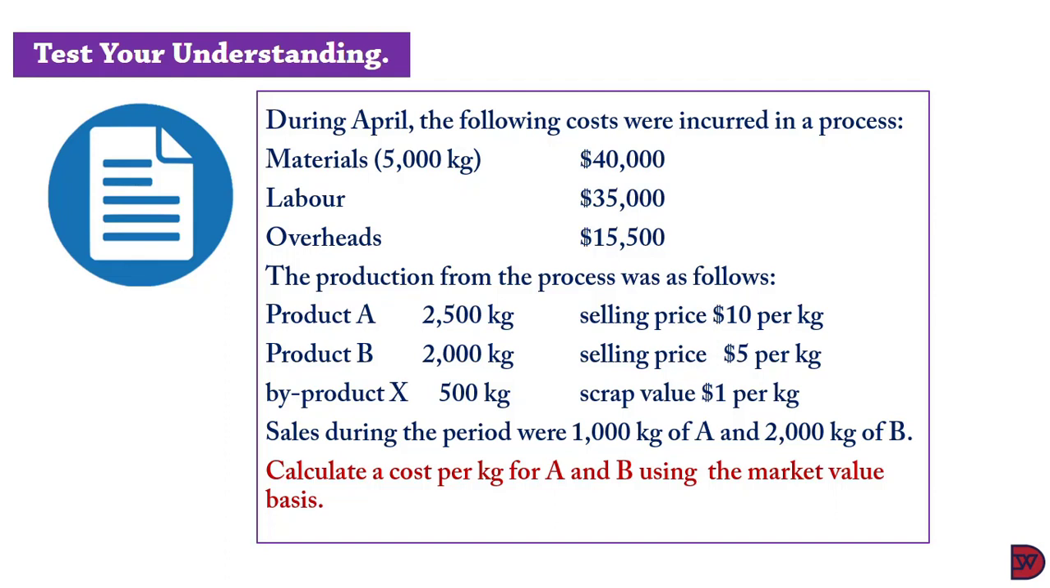Product A, output was 2,500 kilograms with a selling price of $10 per kilogram. Product B, 2,000 kilograms with a selling price of $5 per kilogram. Byproduct X, 500 kilograms with a scrap value of $1 per kilogram. Sales during the period were 1,000 kilograms for A and 2,000 kilograms for B. We have to calculate a cost per kilogram for A and B using a market basis.